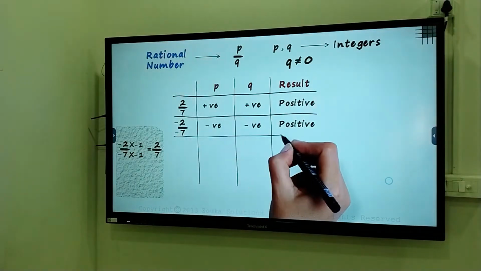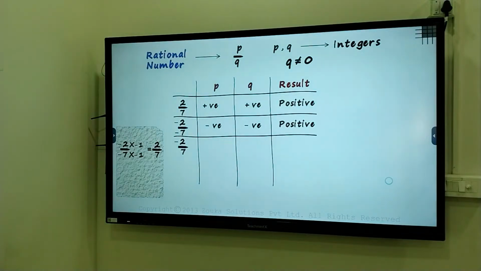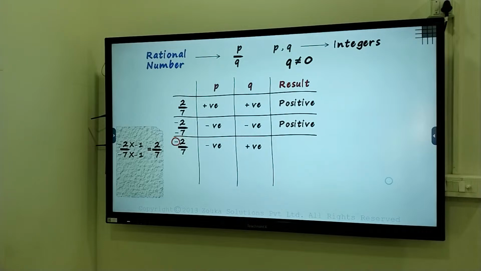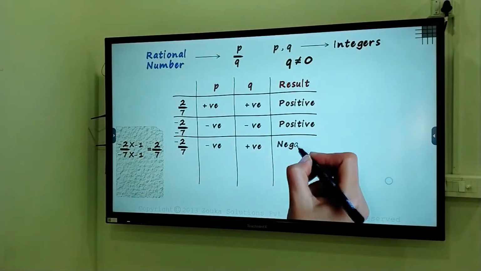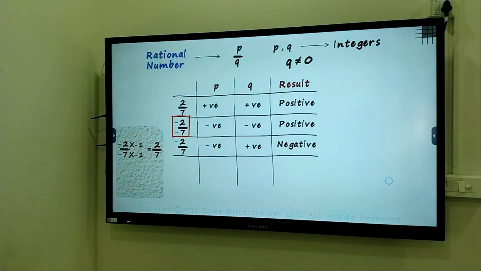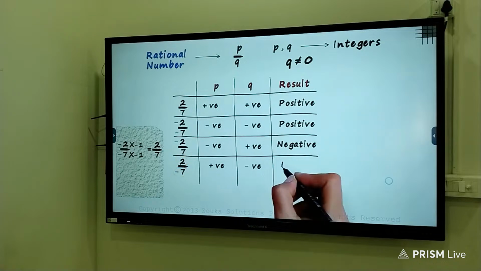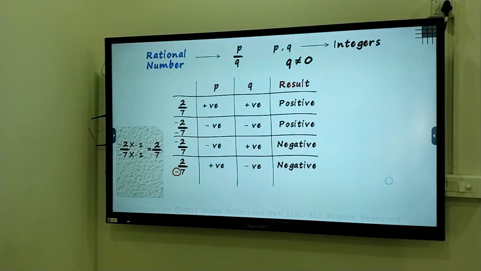Here's your third rational number, minus 2 by 7. Here, the numerator is negative and the denominator is positive. So this negative sign will remain, which is why it is a negative rational number. Here, we got rid of the negative sign as both the numerator as well as the denominator had it. What if the rational number is like 2 by minus 7? p is positive and q is negative. This rational number as well is negative as the minus sign remains. The fourth rational number is actually the same as this rational number. 2 by minus 7 is our rational number.